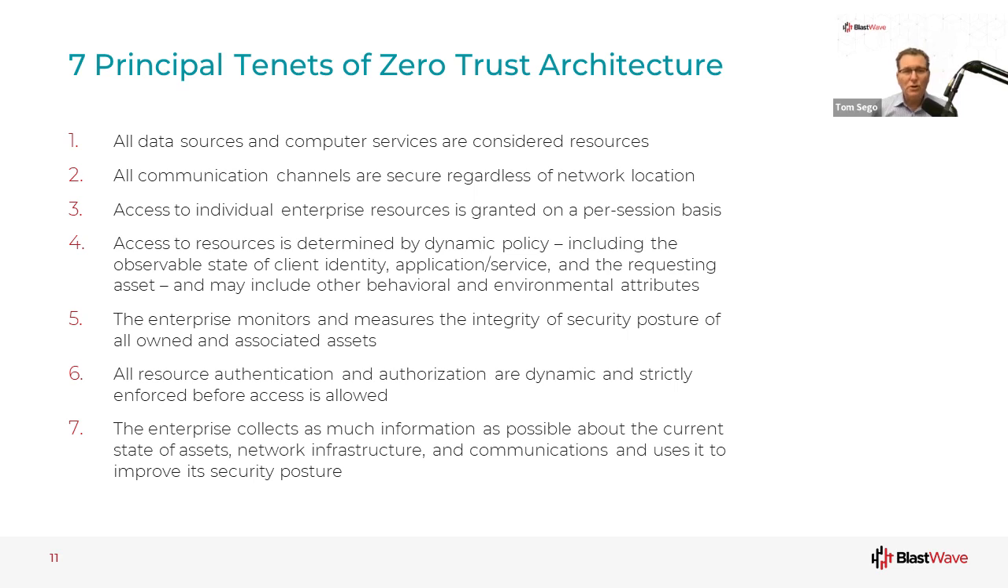Okay. So all data sources and computer services are considered resources. You've got to get the topology right and define the terms correctly, so you can then apply a security framework on top of that. That's just basic. The second thing is to make sure that you have encrypted communications between all the entities on the network, every single node, regardless of location, regardless of who it is. So everything has to be encrypted. You have to have encrypted transport between all those things.